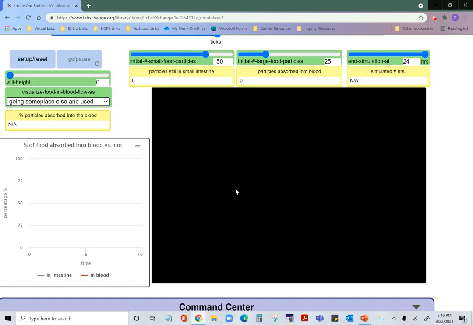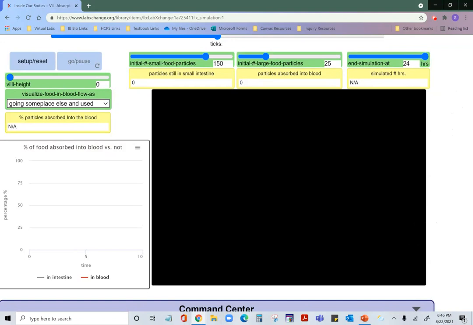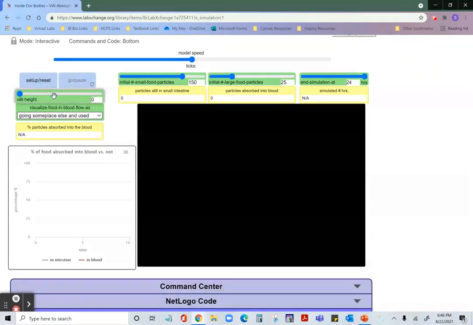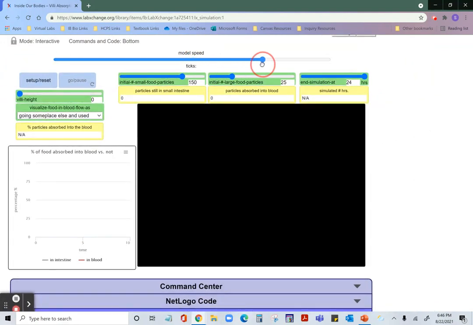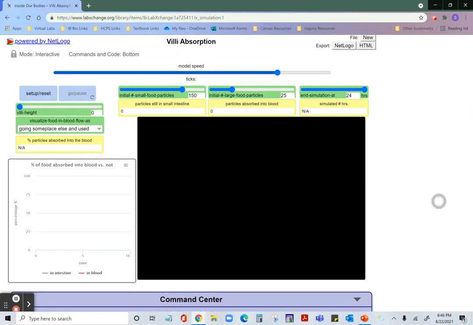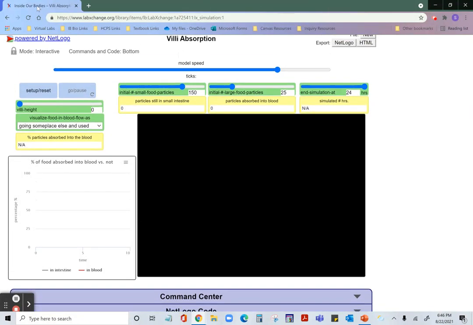Okay. So here we have our graph. Gray is going to be food in the intestines. Red is going to be food absorbed into the blood. We don't want our model to be super slow because that's just boring. So we'll move the speed up. Now remember, this is a model that's showing us how food is absorbed in the villi in the intestine.